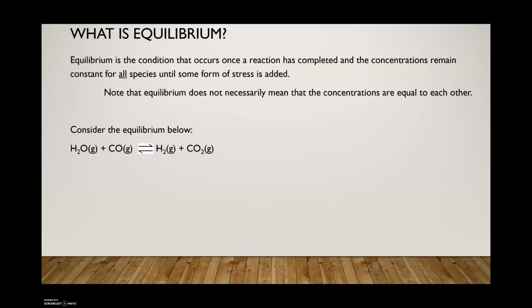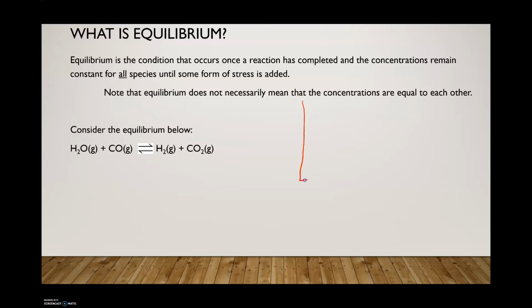So what is equilibrium? Equilibrium is a condition that occurs once a reaction has completed and the concentrations remain constant for all species. It's not that the reaction has completed all the way to the point where there are no reactants left. What really has happened is the reactants have got to a point where they're not reacting anymore because of the products. So it's kind of like a seesaw effect where you end up with a certain position.